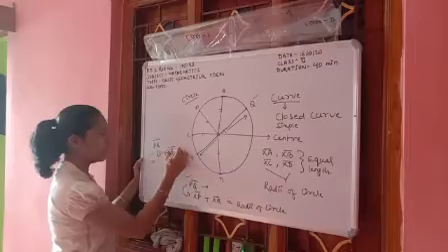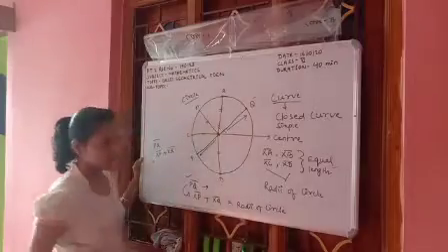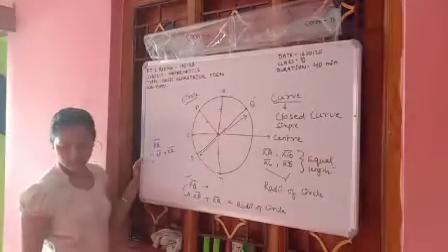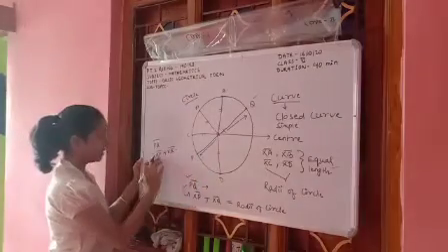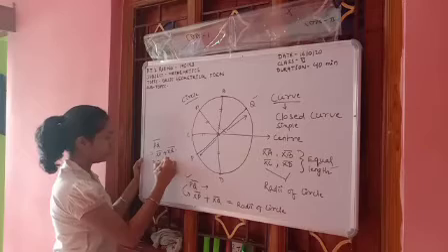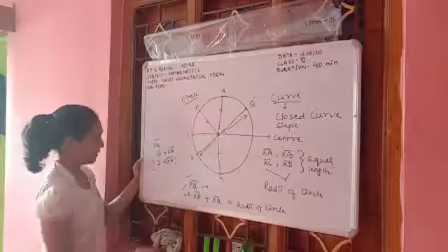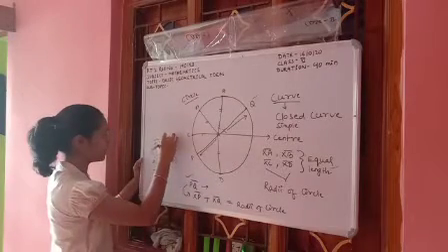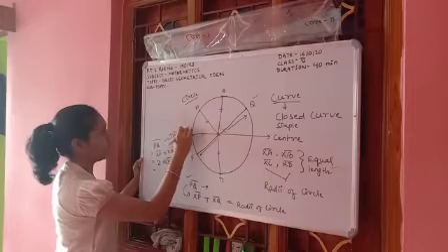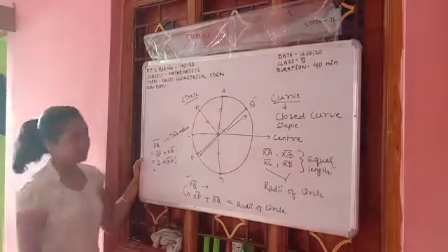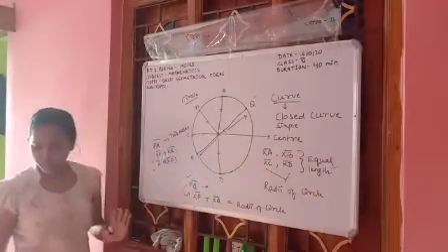And XP is equal to XQ, because these are equal lengths. These are the radii, at equal distance from the center of the circle. We can also say PQ is 2 into XP. That means PQ is the diameter of the circle, from here to here.